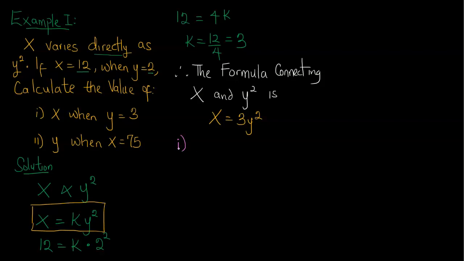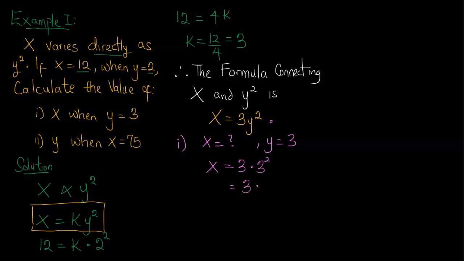The first question here requires us to obtain the value of x when y equal to 3. So we've got x equals a question mark here and y equal to 3. Already we know the formula connecting both of them, x equals 3y squared. So this is just x equals 3 times, now y is 3, so this is 3 squared.